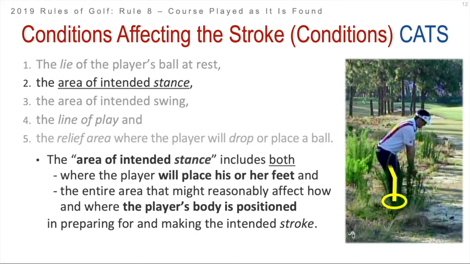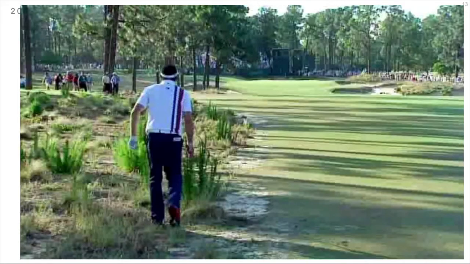And just as a point of clarification or interpretation, the area of intended stance includes both where the player is going to place his or her feet, and it also includes the entire area where the body's going to go. So, your stance includes your whole body. It doesn't just include your feet. We have a video here of Keegan Bradley. It just kind of illustrates how.